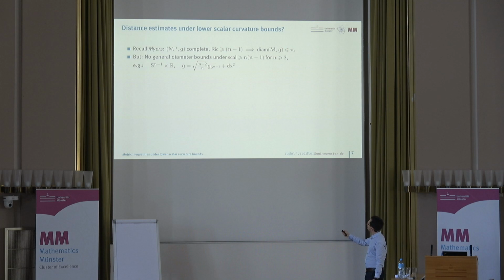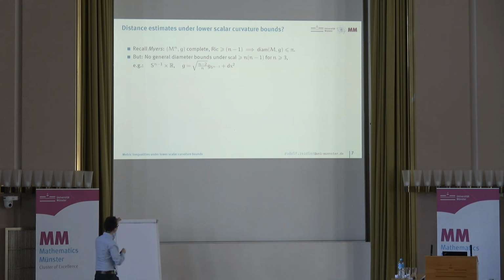But in the case of a positive scalar bound, and I will usually now consider a lower bound of n times n minus 1, which is precisely the scalar curvature of the sphere, then you cannot have any diameter bounds because you can, for instance, take the sphere cross the real line. But now I want to switch this up a little bit.